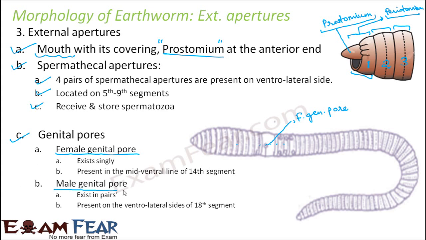Then the male genital pores, they exist in pairs. This is one important difference. The female genital pore is only one, but the male genital pores exist in pairs. They are present on the ventrolateral sides of the 18th segment. So around the 18th segment, somewhere in this segment, you will have the male genital pores, and they will exist in pairs. So the male genital pores are located a little laterally, that is a little sideways, whereas the female genital pore is located along the mid-ventral line. So these are some of the pores or external apertures which are present on the body of the earthworm.